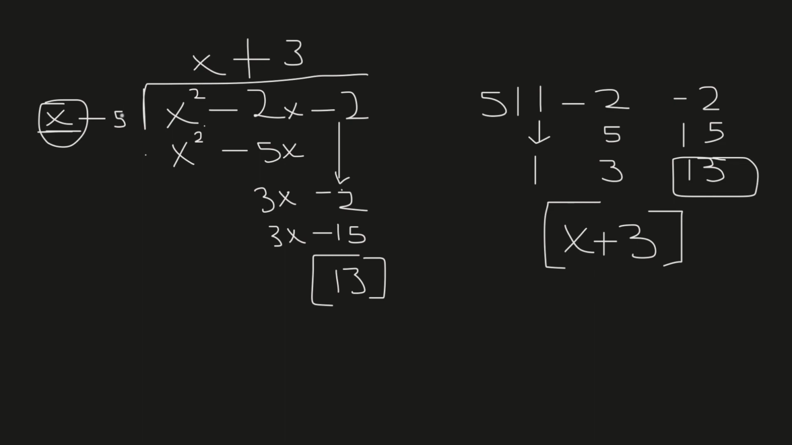One thing we can notice though is what happens when you plug in 5 into this equation right here. So you get 5 squared is 25, and then you subtract 10, which means you get 15 minus 2, and you get 13, which means the remainder is what you get when you plug this into this, which is why synthetic division is a way to solve for your zeros of a polynomial.